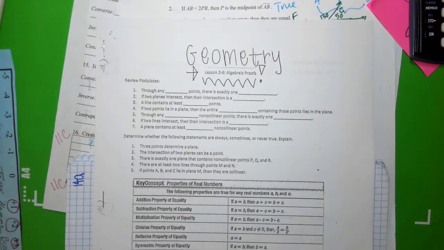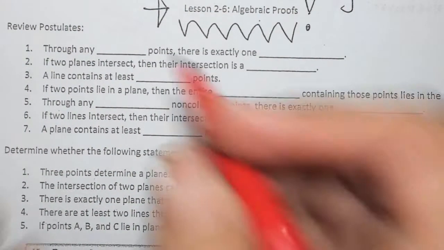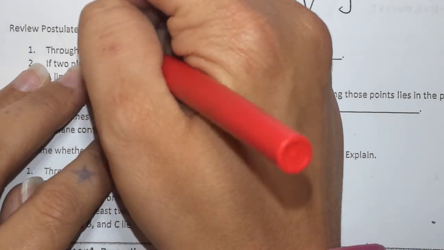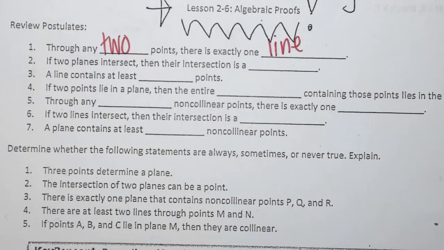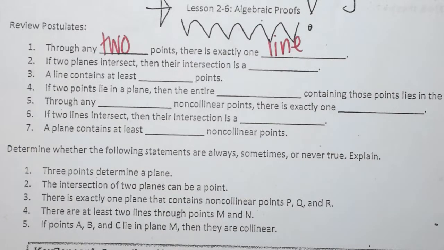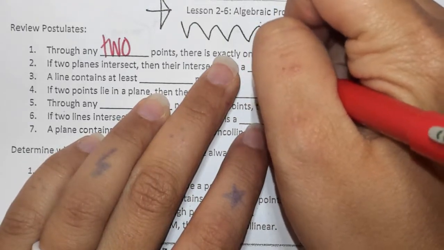Alright, so through any two what? Through any how many points? Two. Alright, so through any two points, there is exactly one line. Look at us go. If two planes intersect, their intersection is a line. It's like we've learned something.